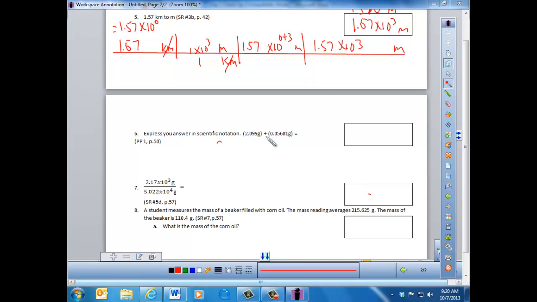So here we got a little bit different issue because we're adding. When you add and subtract these numbers, you are tracking the decimal place, okay? You are not necessarily watching the significant figures, or the significant figures are dictated to you by the decimal place, not the total number of digits. So we've got 2.099 grams, and then 0.05681 grams, okay?